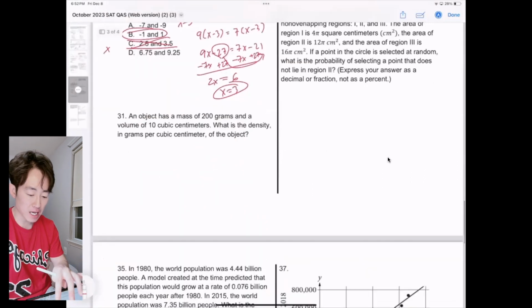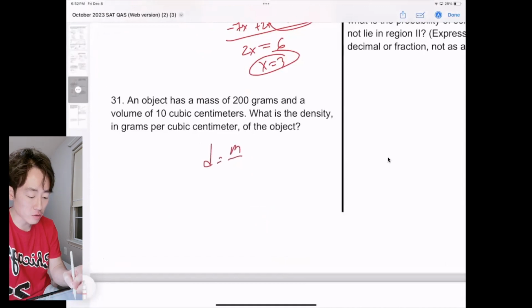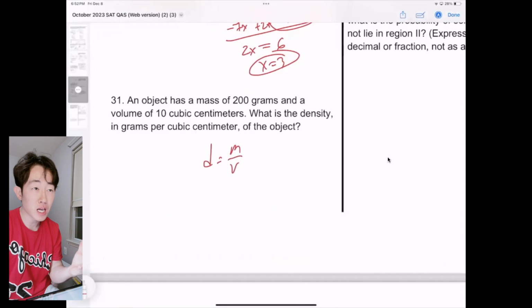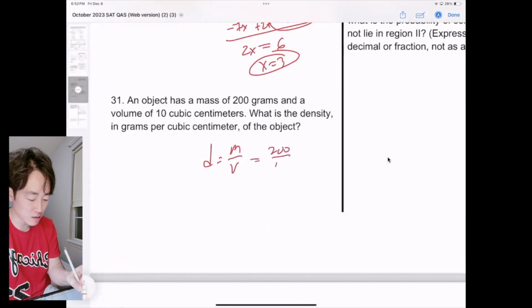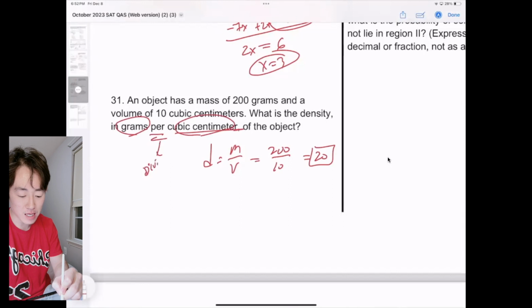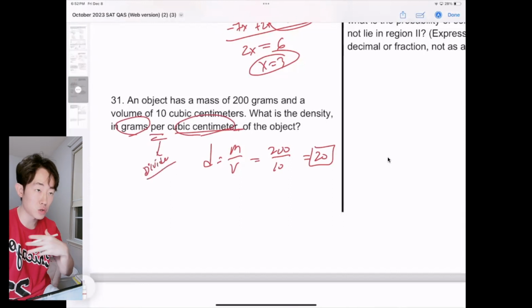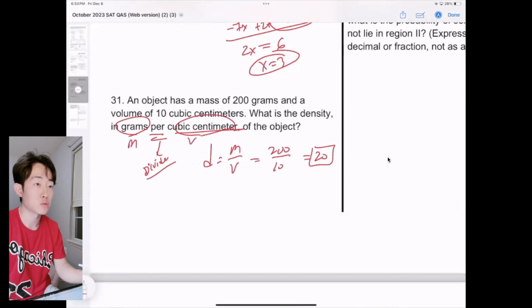All right, last 8 problems and they are now finally open-ended. So no more multiple choice now. An object has a mass of 200 and a volume of 10. Density equals mass over volume. Sometimes they gave you the formula. I guess they just expect you to know this now. So 200 over 10 is 20. Density is grams per cubic centimeter. Per means divide. Next time when you see the word per, just use divide and you should be able to get it. So mass over volume, that's what density is.